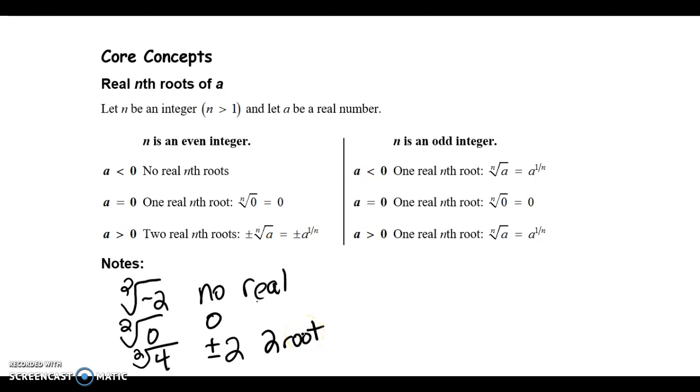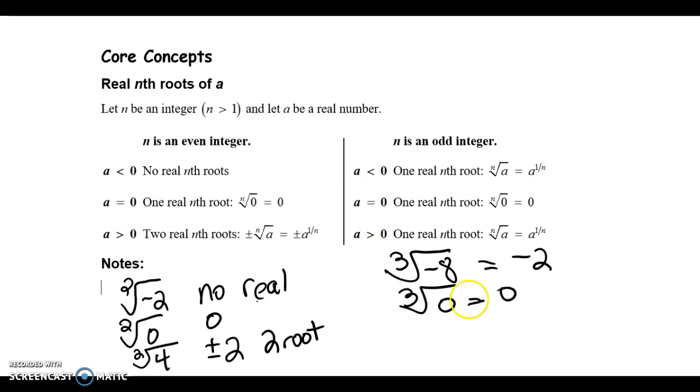Now if n is odd, for instance cube root, if you take the cube root of a negative number, you get one real root, like negative 2. If you take the cube root of 0, you get one real root, which is 0. If you take the cube root of a positive number, like 8, again, you only get one root. This time it will be positive 2.